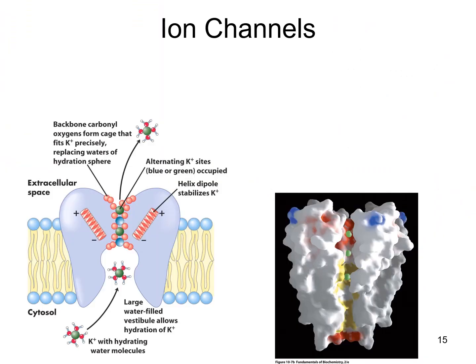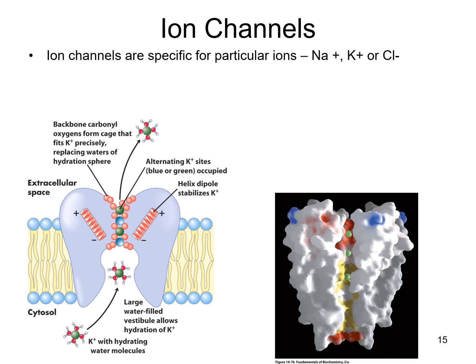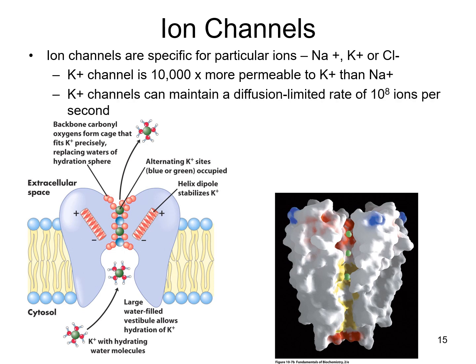Next up are ion channels. The ion channels that we'll talk about in just a little while are the sodium and potassium pumps. Ion channels are specific for specific ions, and they are going to move certain ions at a very fast rate. I'm going to breeze through this because we're going to talk about a sodium-potassium channel in just a moment. A potassium channel is 10,000 times more permeable for potassium than sodium, and potassium channels can maintain a diffusion-limited rate of 10 to the 8th ions per second.